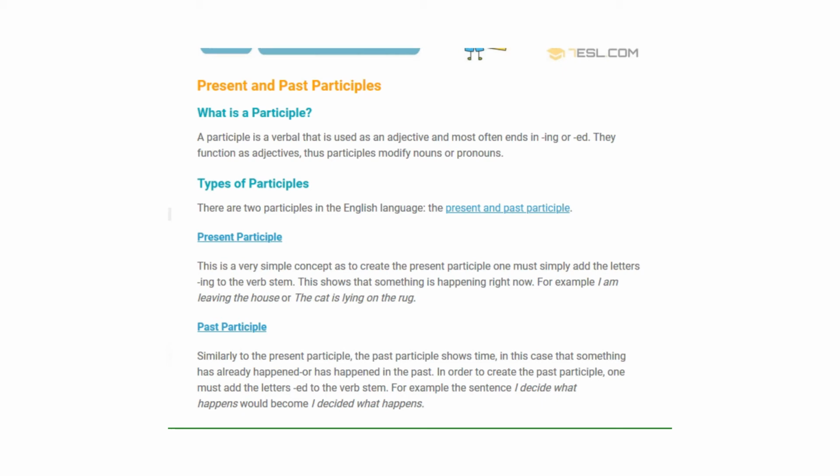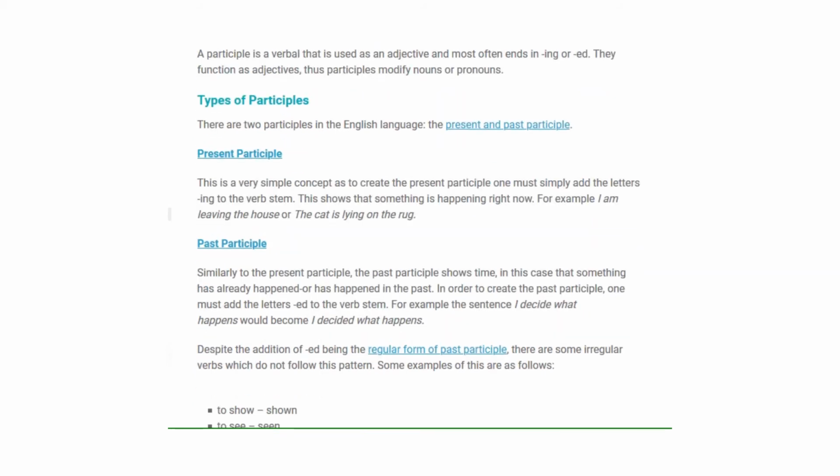So the present participle is a very simple concept. To create the present participle, one must simply add the letters ing to the verb stem. This shows that something is happening right now. For example, I am leaving the house, or the cat is lying on the rug. And we have the past participle.